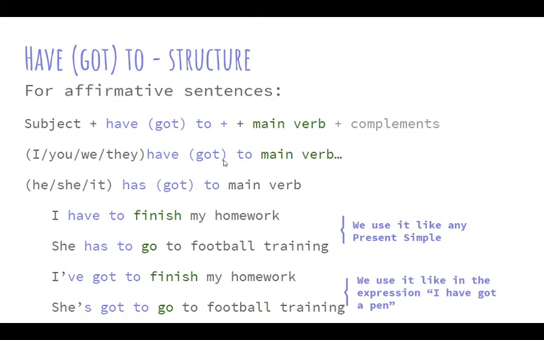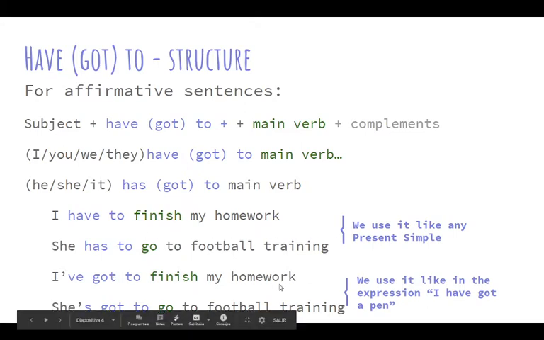We already know how to use the verb to have in the present. So if we have I, you, we, they, we use have. And for the third person singular, he, she, it, we use has. Okay, for both have and have got. Okay, and here we have the two versions. So I have to finish my homework, and I've got to finish my homework.